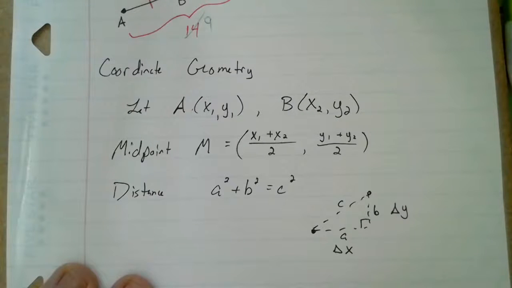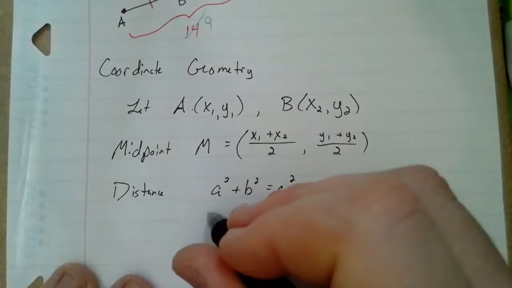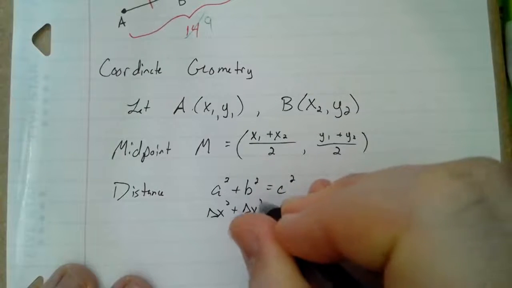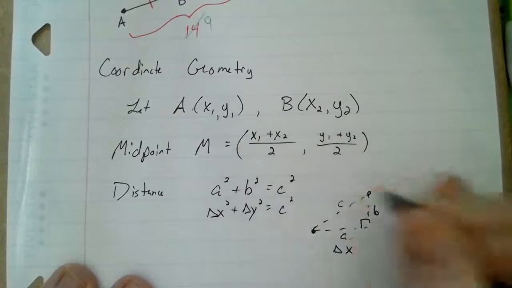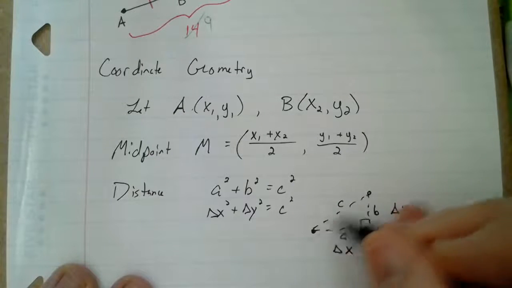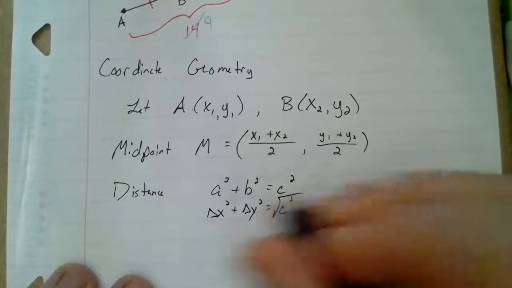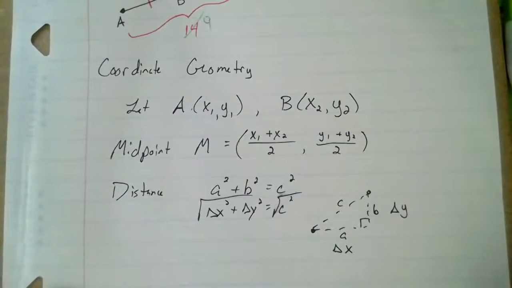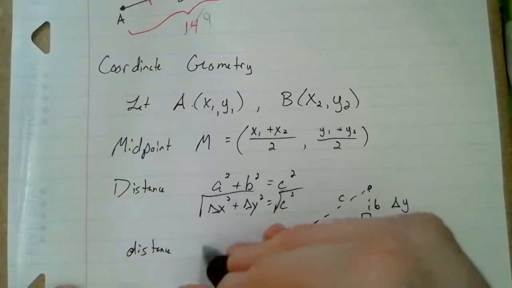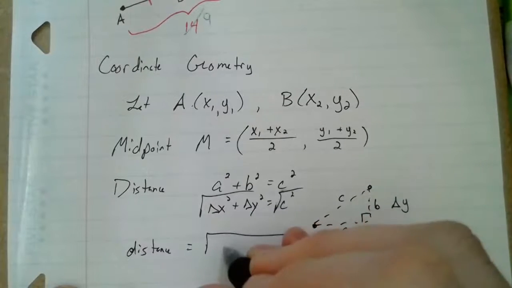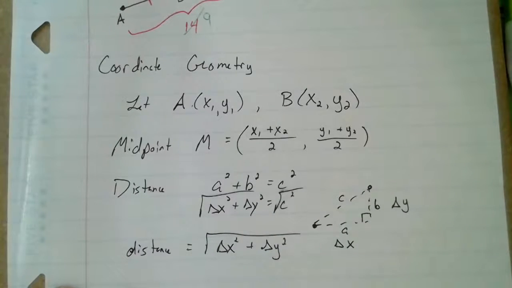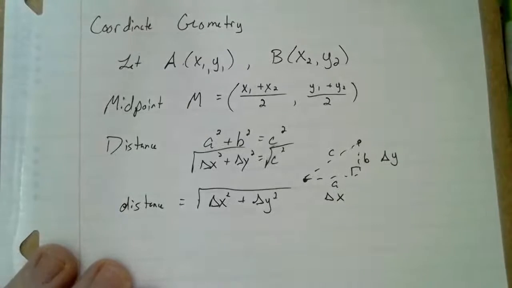So now we can rewrite our formula and say, hey, this is going to be delta x squared plus delta y squared equals c squared. And then since that represents the distance between the two points, or the length of the segment there, I take the square root of each side, and voila, I have my distance formula. So for me, the distance formula is delta x squared plus delta y squared, and then take the square root. Make sure you're following the order of operations on that.